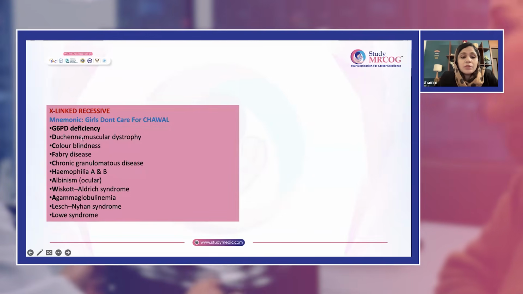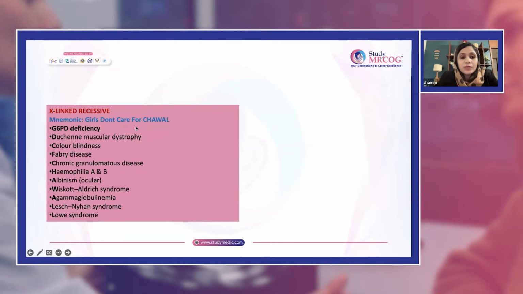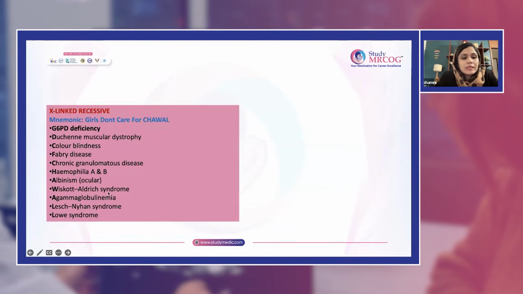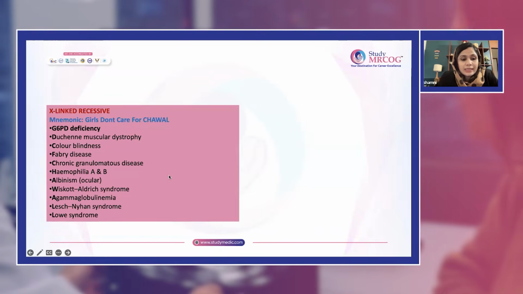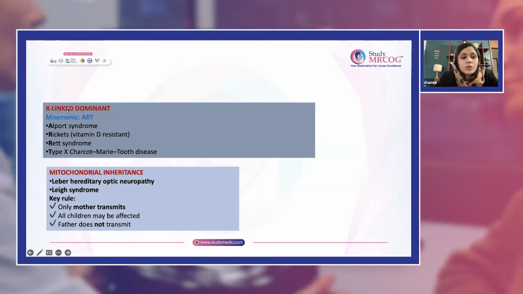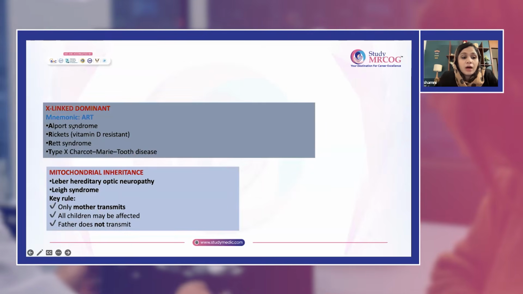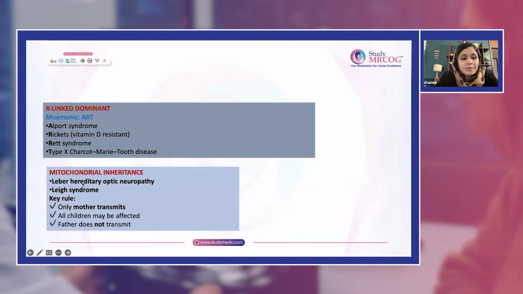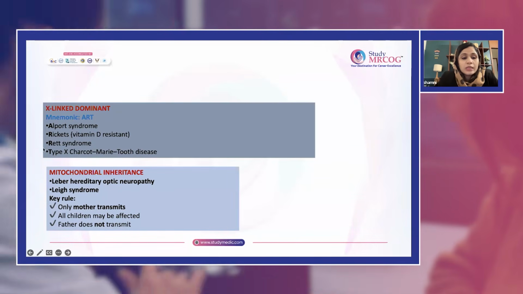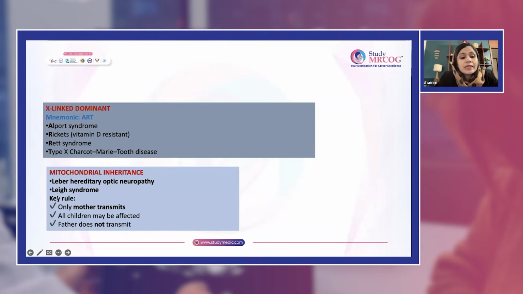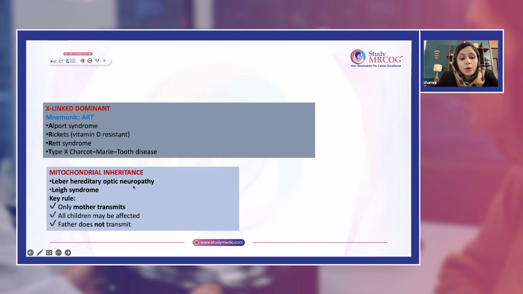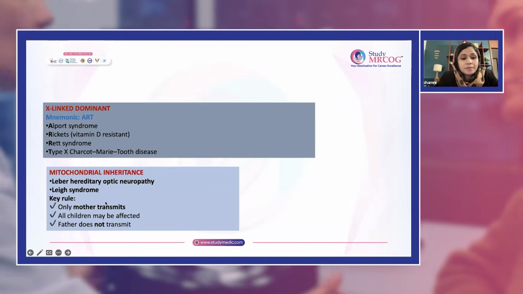X-linked recessive mnemonic is "girls don't care for chawal". So these are the disorders in X-linked recessive. X-linked dominant also has a mnemonic, ARCH: Alport, Rickets and Rett syndrome, and also Charcot-Marie-Tooth disease type X. Mitochondrial inheritance: Leber hereditary optic atrophy and Leigh syndrome.